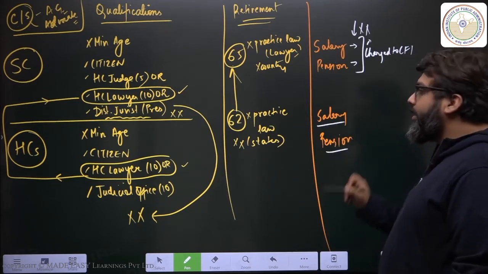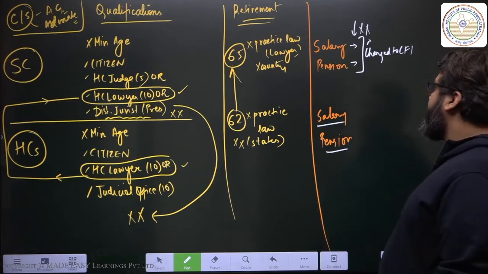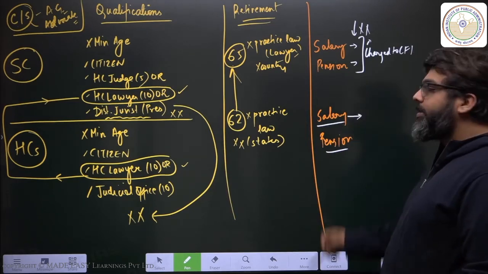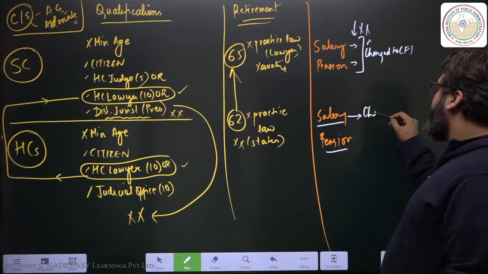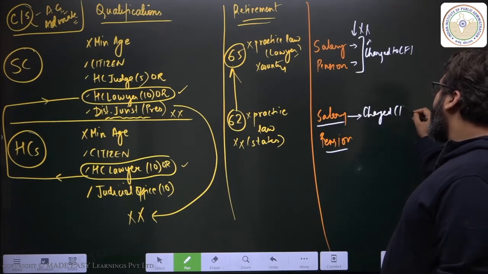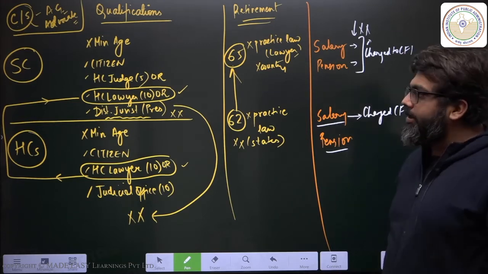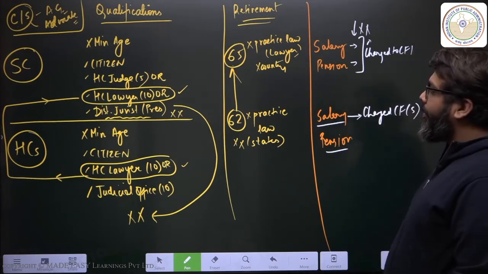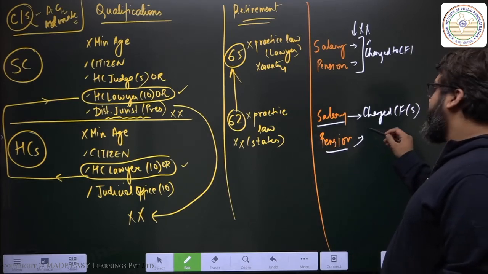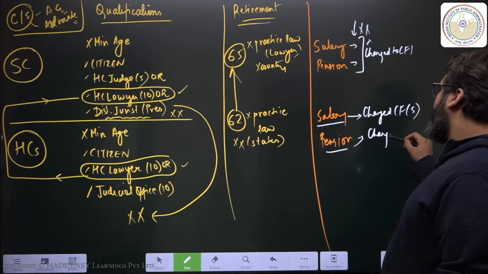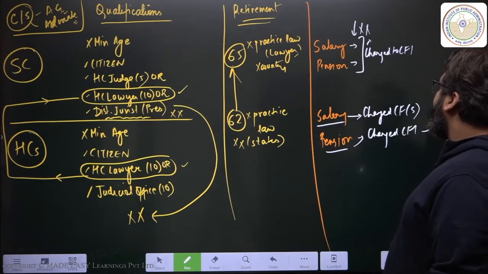As far as the salaries and pensions of High Court judges are concerned, High Court salaries are charged to the consolidated fund of their respective states. But High Court pensions are charged to the consolidated fund of India.